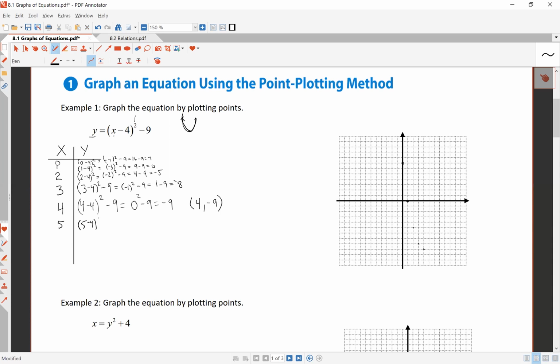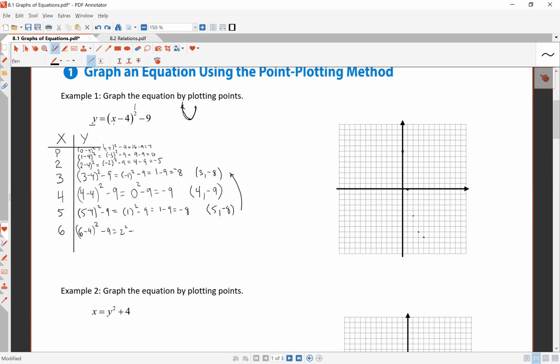5 minus 4 is 1. Squared is 1, minus 9 is negative 8. We're going to start repeating the pattern on this side. Plugging in 6, 6 minus 4 is 2, squared is 4, minus 9, which is negative 5. So we're at (6, negative 5) now, where we were at (2, negative 5).